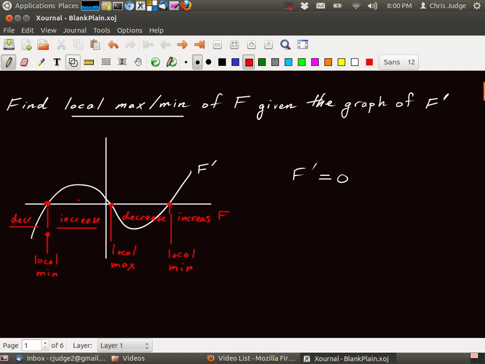So we've identified 3 local mins and maxes. The first one is a local min: decreasing, then increasing. The next one's a local max: increasing, then decreasing. And the last one is a local min: decreasing, then increasing. So that concludes our introduction to how to find local maxes and mins given the graph of the derivative.